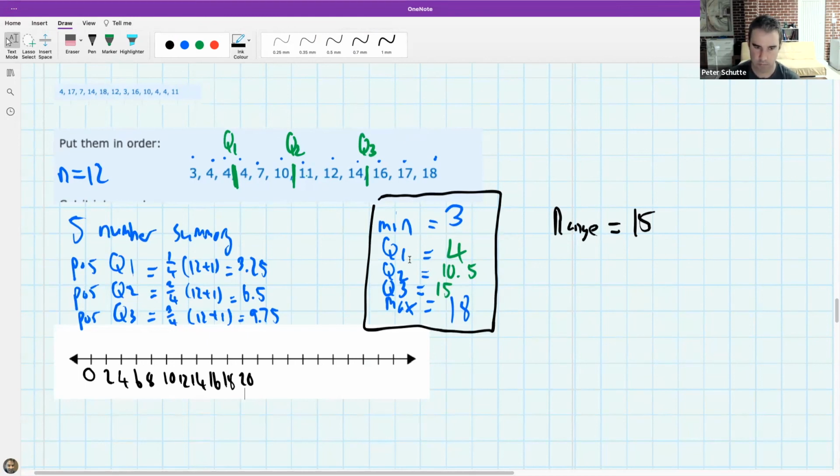What I did previously was I drew lines for Q1, Q2, and Q3, and I drew them first on my number line. And then from there, I drew my box. So that's the tip I'm giving you guys. And then once you've done those three, you can get the whiskers.